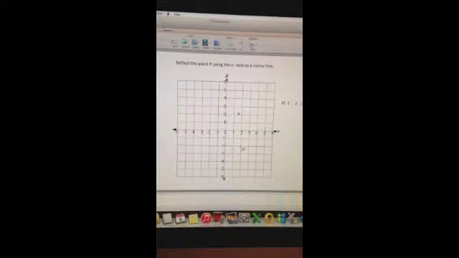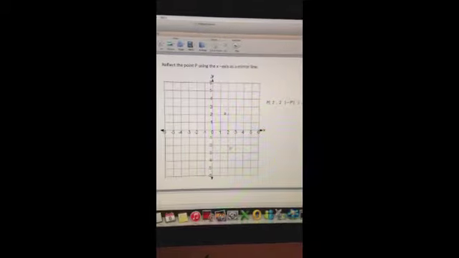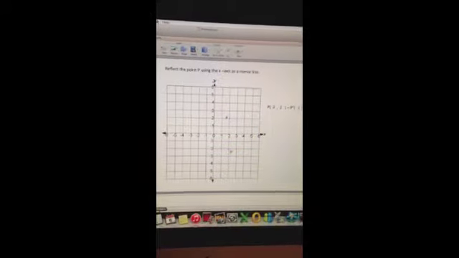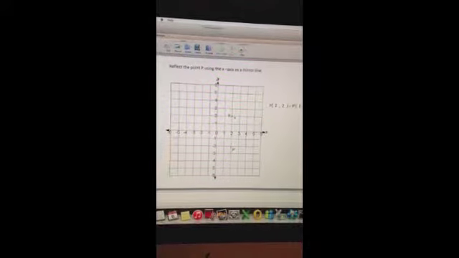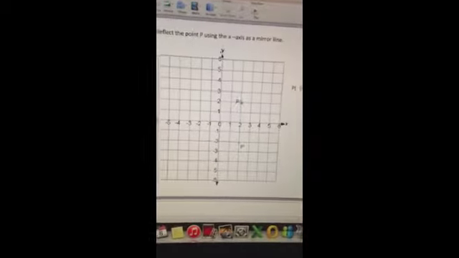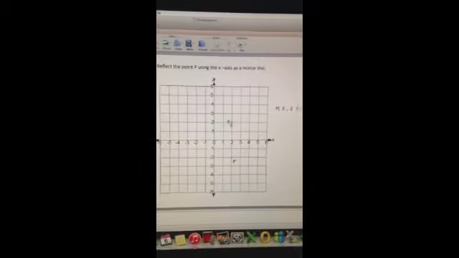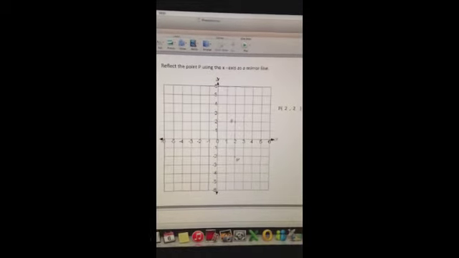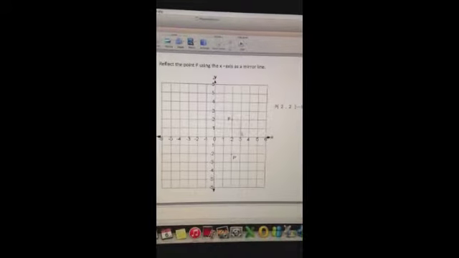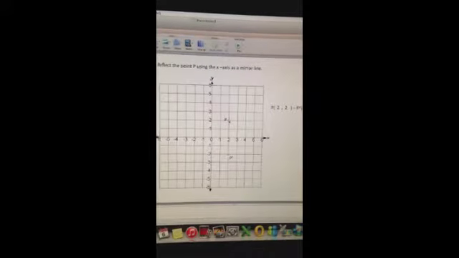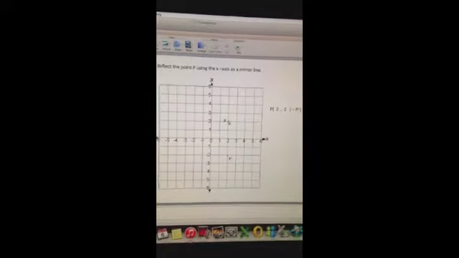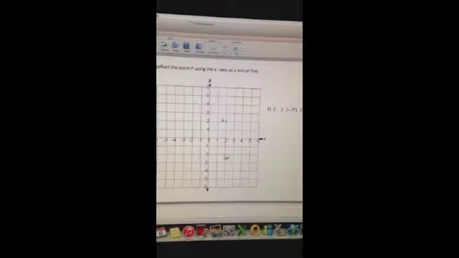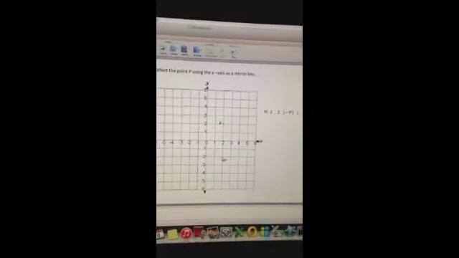On this picture, it says, reflect the point P using the x-axis as a mirror line. So this means they want us to take this point right here and reflect it over the x, meaning it's going to basically jump over the x-axis line, which is right here. As you can see, we go from this P, and down here I've already made the P prime, so it basically goes from here straight down the line below the x.